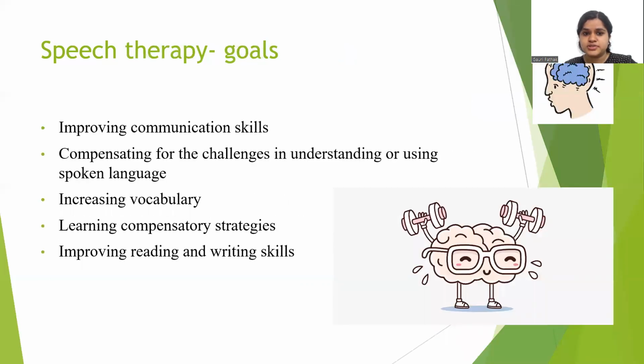These are the major therapy goals that we work on. First is improving communication skill, then compensating for the challenges in understanding or using spoken language. So we teach them compensatory speech and language therapy techniques, and if the person with aphasia has difficulty in spoken language production, we give them an alternate mode of communication, for example, gestures, writing, or high-tech devices, for example, text-to-speech, which helps the person with aphasia to communicate. It can be as simple as picture exchange communication.